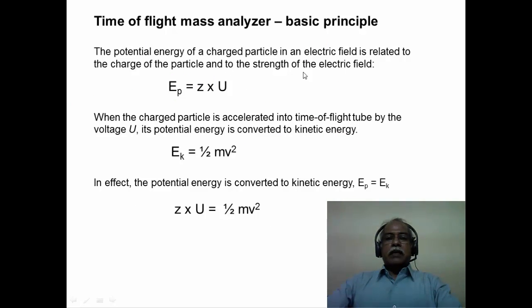The potential energy of a charged particle in an electric field is related to the charge of the particle times the strength of the electric field. In other words, this is the potential energy, which corresponds to z, the charge of that particular ion, and the electric field, which is U in this particular case. When the charged particle is accelerated in the time of flight tube, the potential energy gets converted into kinetic energy. So essentially kinetic energy is half mv squared. So if you equate zU to half mv squared, this is the expression that one gets by equating the potential energy to the kinetic energy.